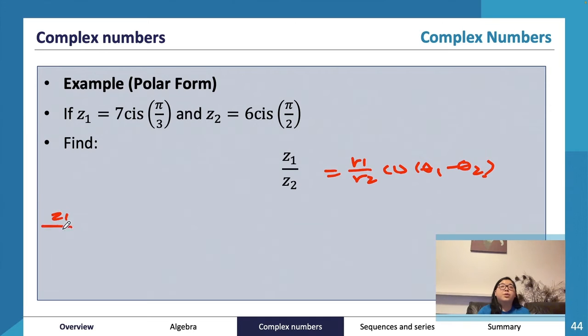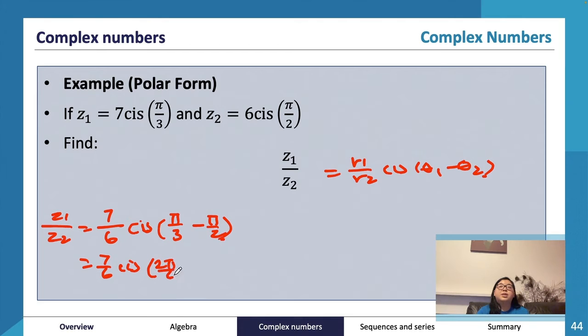So if we have Z1 over Z2, what that's going to be equivalent to is R1, so 7 over 6, cis, therefore, pi on 3 minus pi on 2, and we'll get that this is going to be 7 over 6 cis of, so that's 2 pi on 6 minus 3 pi on 6. So this is going to be 7 over 6 cis negative pi on 6. And once again, if we wanted to convert to Cartesian here, we could make this 7 over 6, and we could expand that out.